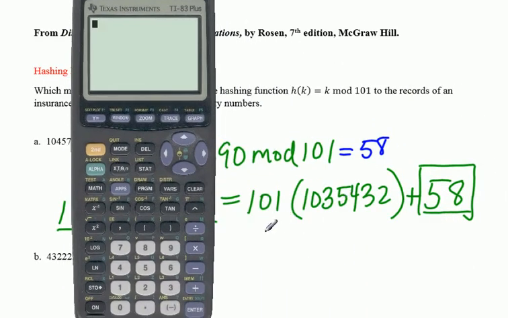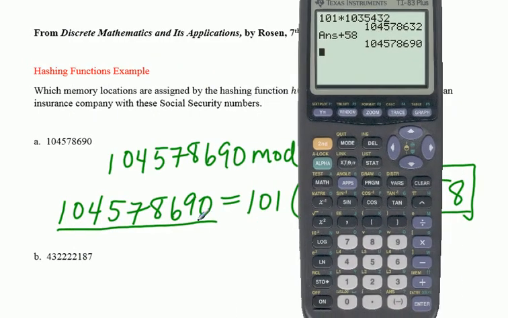And I'll just check this right here in my calculator: 101 times 103542, this big ugly number. And if I add the remainder on, 58, I should get what I started with. Let's check. Sure enough, that's what I got.